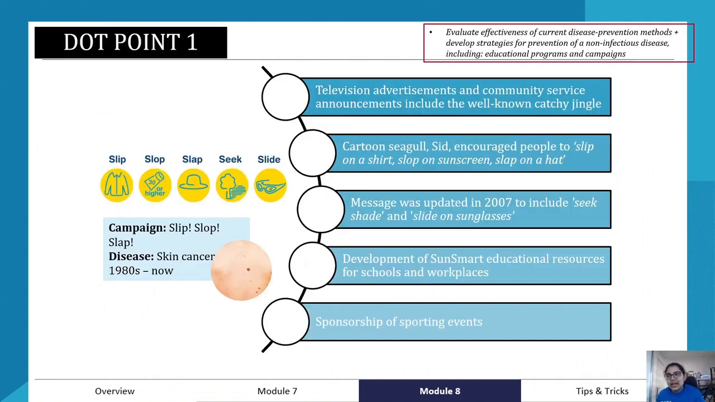So let's have a look at this. Slip, Slop, Slap was, and still is, Slip, Slop, Slap, Seek, Slide. It's still a very prominent campaign, and it started back in the 1980s. So we had television advertisements and community service announcements, including the well-known catchy jingle, Slip, Slop, Slap. Cartoon Seagull Sid encouraged everyone to slip on a shirt, slop on sunscreen, and slap on a hat.